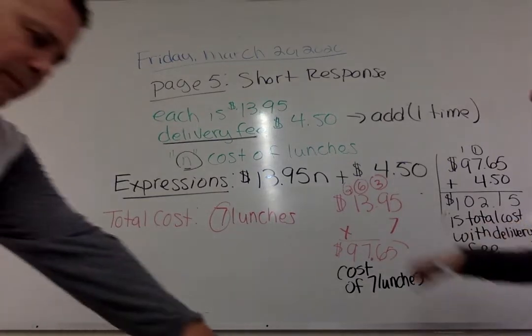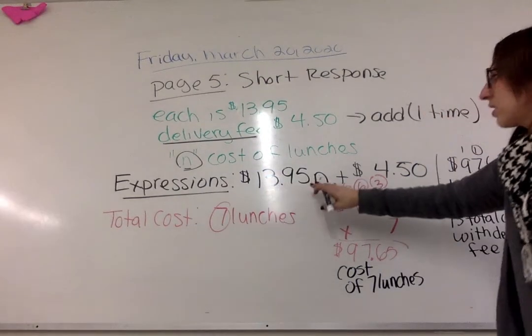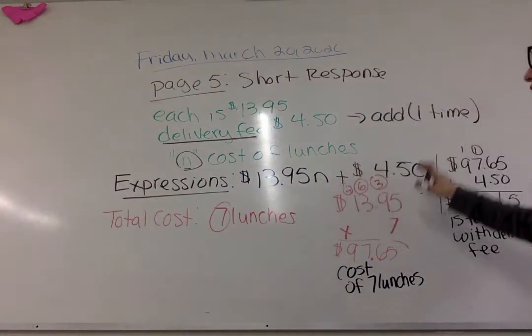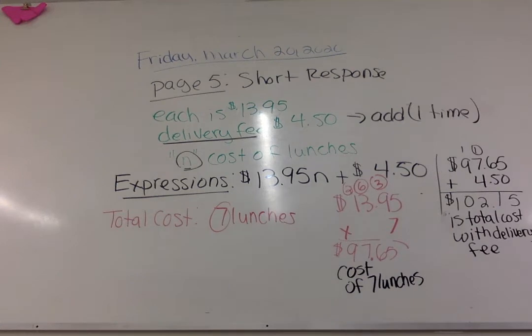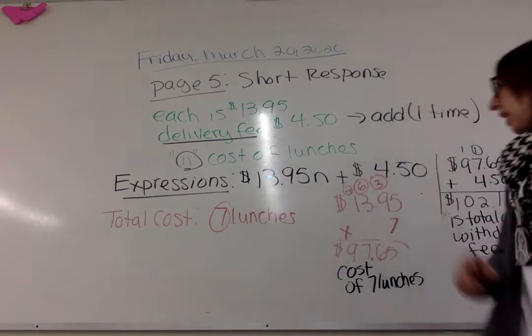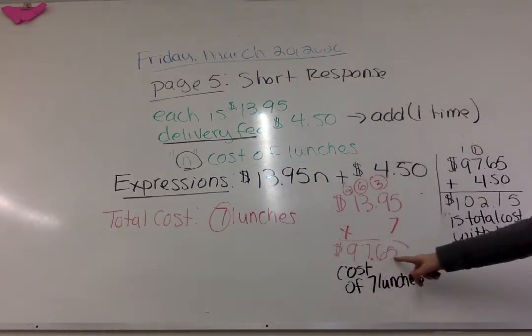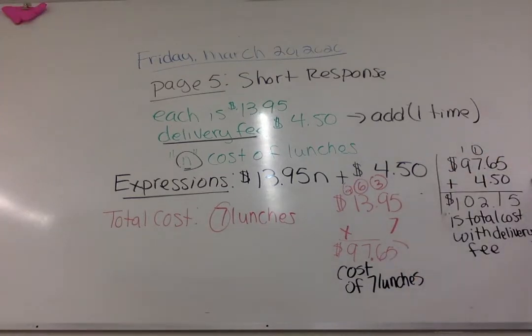Again, the cost per lunch times N plus the delivery fee of $4.50. Substitute 7 in. You multiply to get 97.65. Add the fee of $4.50, and that is how you arrive at $102.15 for the cost of 7 lunches.